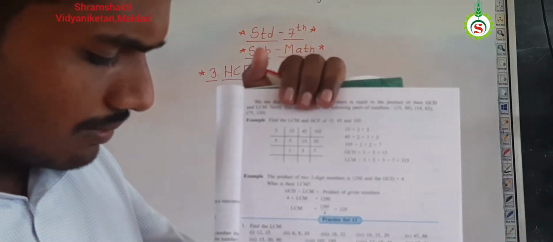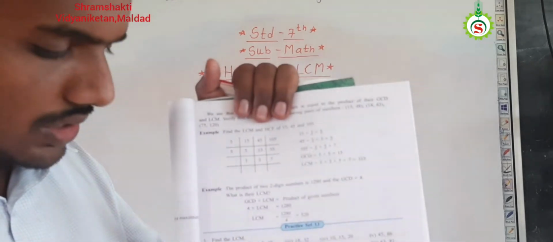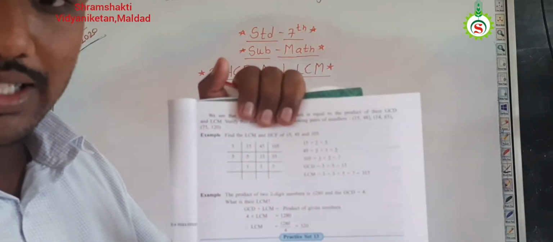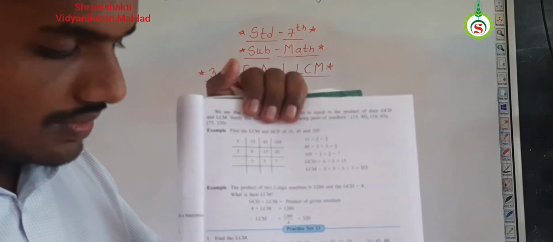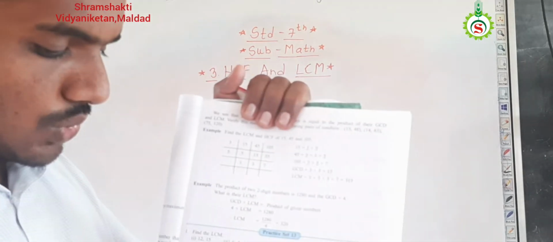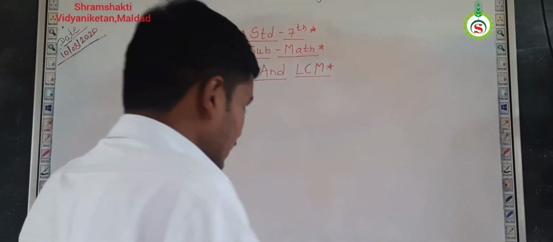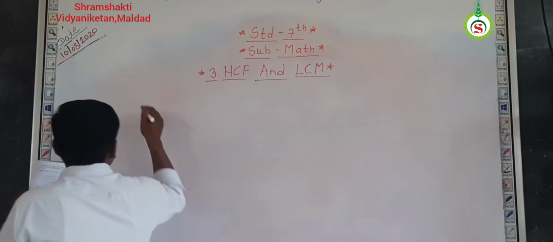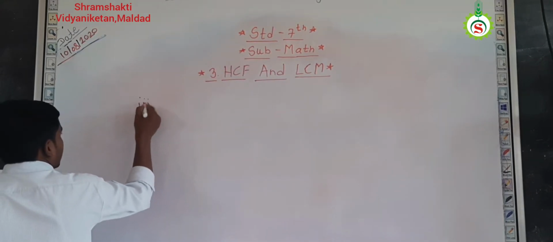So from this second question, we will take the third example first because that is the smaller one. Then we will take the next example. So what is the third example? The third example is like that.